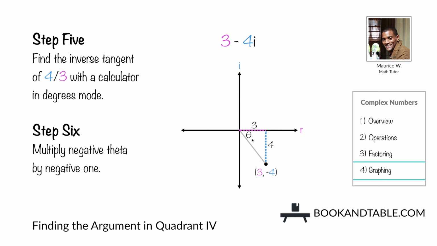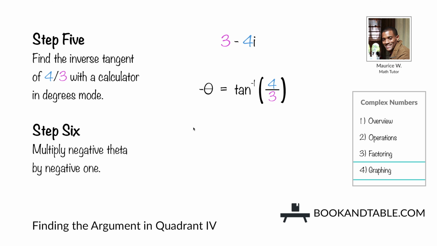So we'll find the inverse tangent of the opposite side over the adjacent, which is 4 over 3, giving us negative theta is equal to the inverse tangent of 4 over 3. When you plug that into your calculator, we get that negative theta is equal to 53 degrees. So to get theta, we want to multiply both sides by negative 1, giving us theta is equal to 53 degrees times negative 1, which means theta, or our argument, is equal to negative 53 degrees.